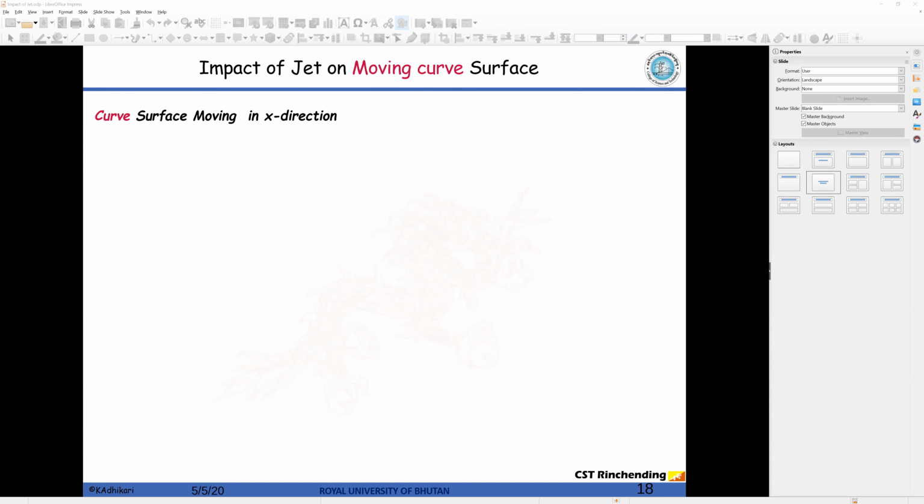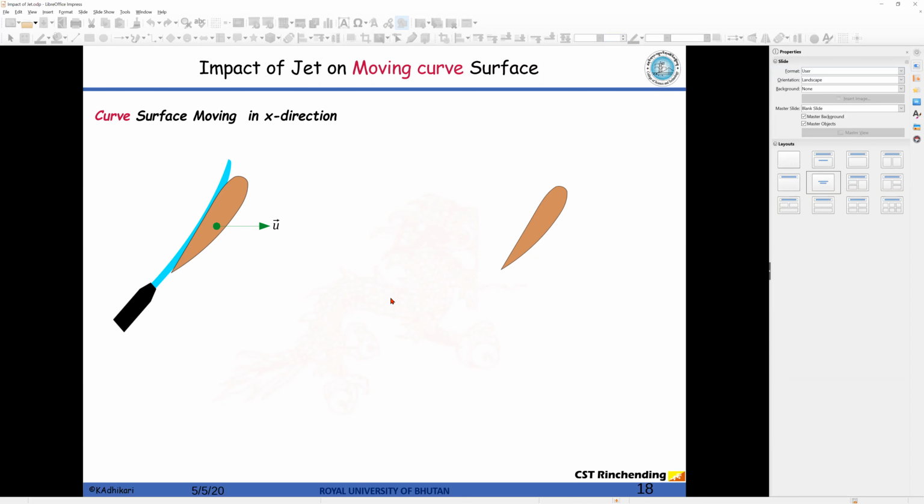So here I have brought you the curved surfaces moving in the x direction. This is exactly what we are going to analyze today. There's a jet that is impinging on the vane that is moving in the x direction. To analyze this, what we need to understand is that the direction at which the jet is impinging on the vane and the direction of the vane are not the same.